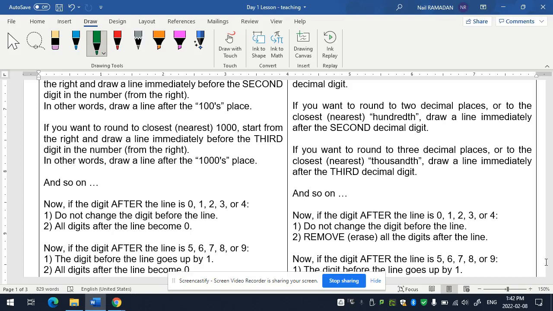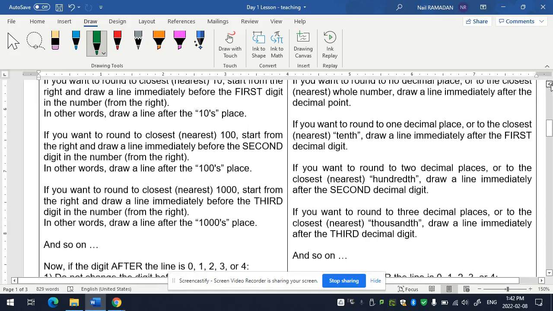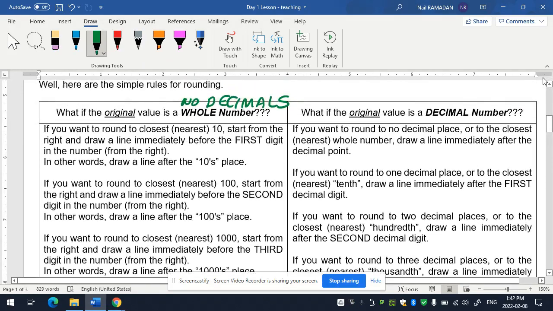Then this is what we round up. Yes. The digit before the line goes up by 1, and all the ones after it become what? 0. Okay? So this is if we're rounding what? Numbers with no decimals. What if I give you numbers with decimals in them?